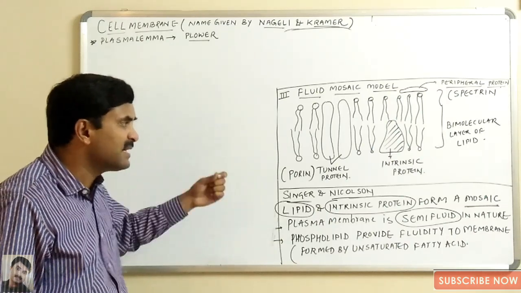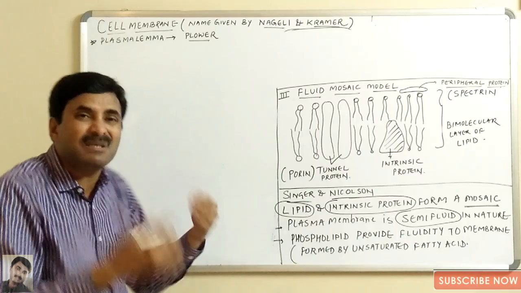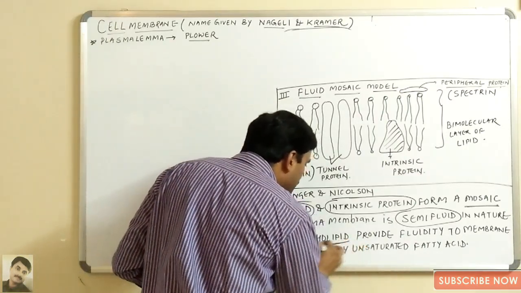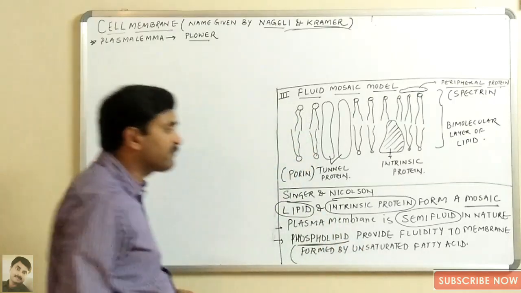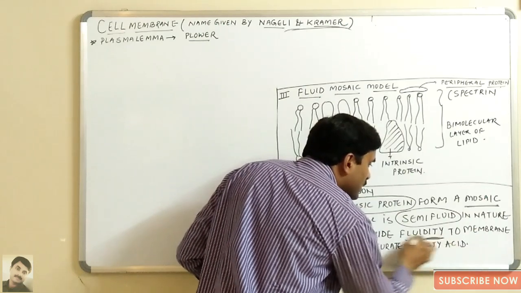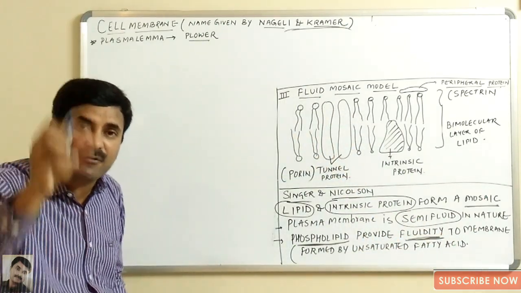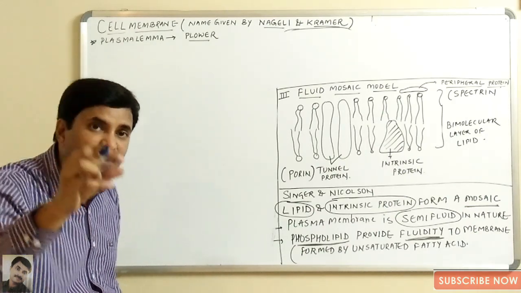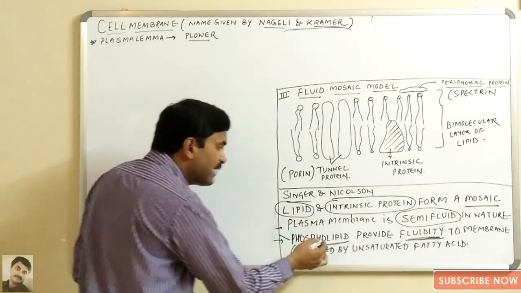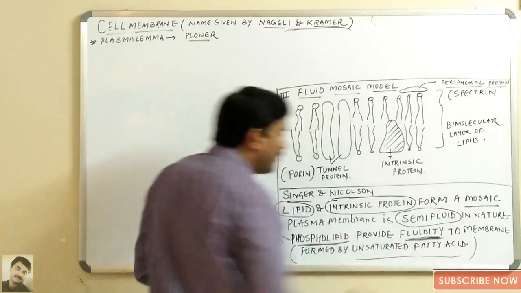Now, what do you mean by mosaic? In simple terms, this model says that the phospholipid component of the cell membrane provides the fluidity, or the liquidity, to the membrane. So who forms the liquid part, or the fluid part, of the plasma membrane? The fluid part is actually formed by the phospholipids, and phospholipids are basically unsaturated fatty acids.